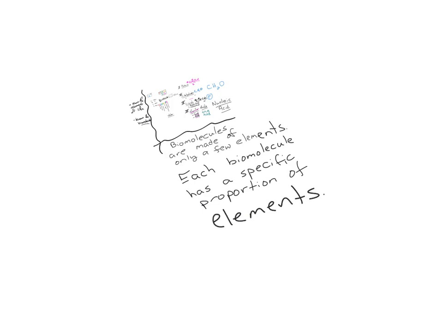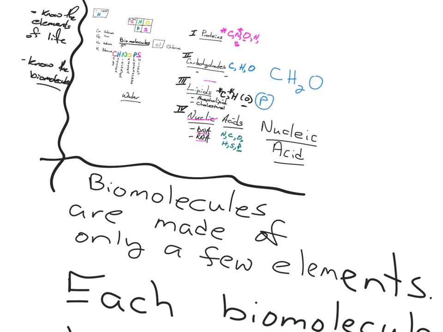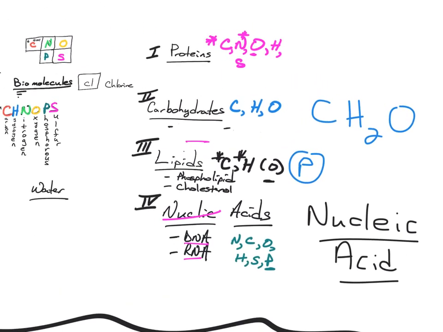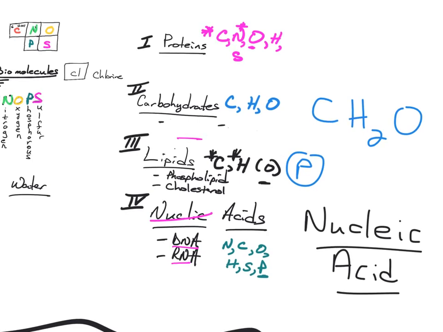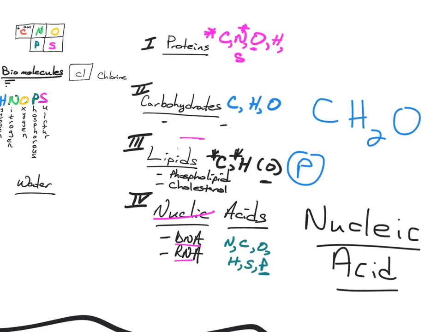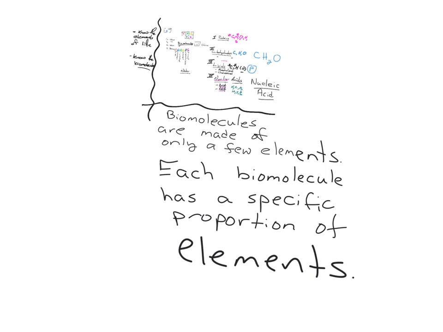So when you're looking at proteins, it's CNOHS. When you're talking carbohydrates, it's one carbon for every one oxygen, and double the amount of hydrogen. And lipids are mostly carbon and hydrogen. You see the proportions of the elements are different. Keep an eye on that, and it'll help you identify which biomolecule you're dealing with.